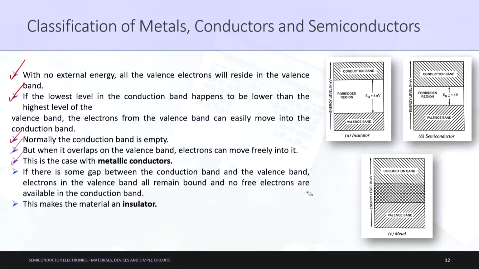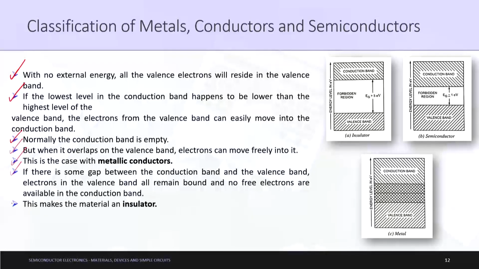Now, if there is some gap between the conduction band and the valence band, let us look at this figure. If there is some gap between the conduction band and the valence band, electrons in the valence band all remain bound and no free electrons are available in the conduction band, because there is a forbidden region, an energy gap present here. As you can see, there is a gap here. This gap is called the energy gap. Because of this gap, the electrons in the valence band cannot be excited to the conduction band.